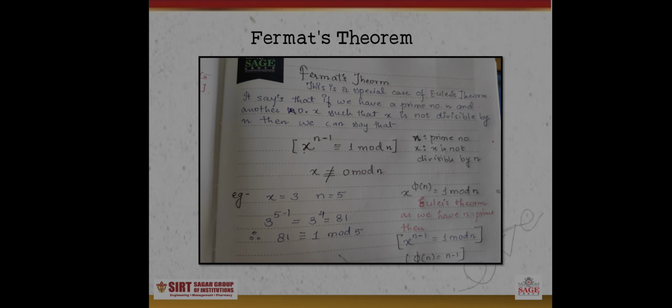Okay, this is known as the special case of Euler's theorem, because as you can see, Euler's theorem says x to the power phi n is equals to 1 mod n, right? And if we know that n is a prime number, we can write that phi n is equals to n minus 1, and it will generate Fermat's theorem, right? Example, x is equals to 3 and n is equals to 5. Okay, then we will put in the entire formula, we get 81 is equals to 1 mod 5. Whenever 81 is being divided by 5, we will get a remainder of 1, right?